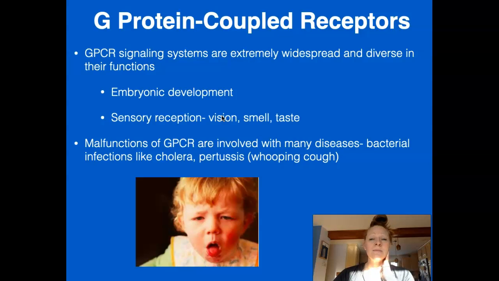Remember that we think of diseases as symptoms, what we see in this macro world. But in reality, diseases are something that's going wrong within our cells. And so malfunctions in our GPCR are involved with many diseases, bacterial infections like cholera or pertussis, which is whooping cough, are just a couple of them.